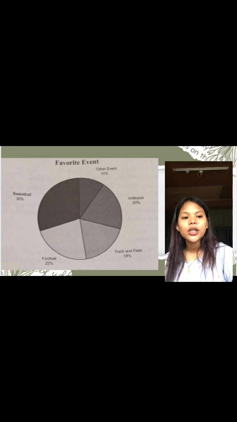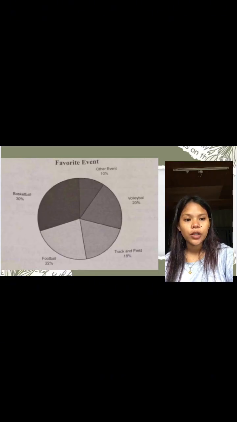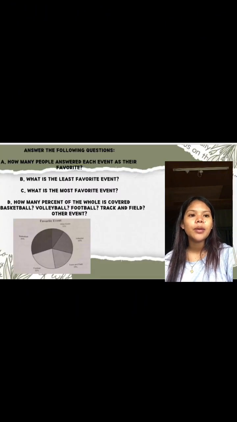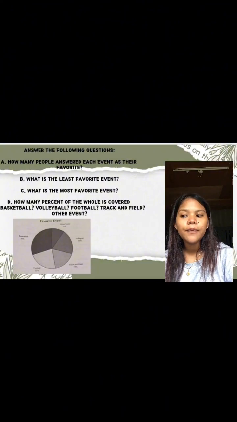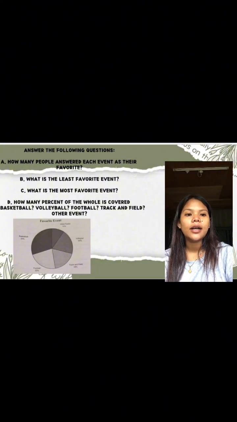So to answer the questions based on the information provided in the circle graph, let's go through each part. So, A, how many people answered each event as their favorite? So, ang basketball naay 75 people. Ang volleyball naay 50 people. Ang football naay 55 people. Ang track and field naay 45 people. And then ang other event naay 25 people.